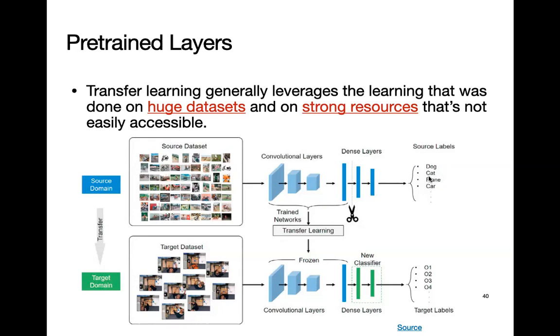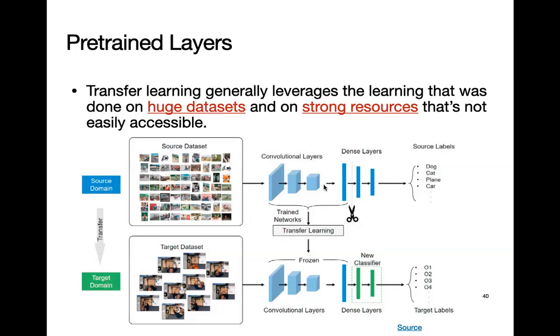Those are just 10 categories. There are some other models that have thousands of categories. So this means that the convolutional layers part has learned a lot of features, a lot of low-level features, that will be useful for you.